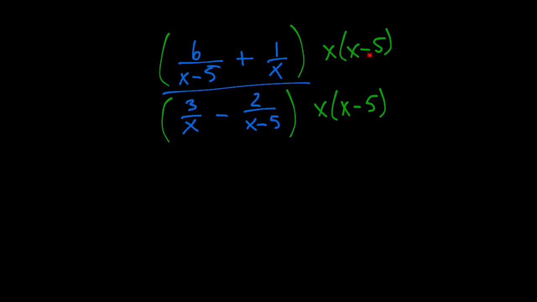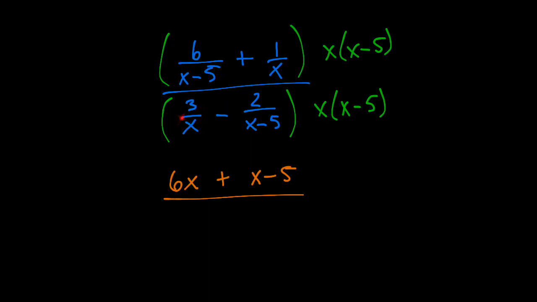Now when we take this and distribute it to 6 over x minus 5, the x minus 5 will cancel with x minus 5. And so we're left with 6 times x. So that piece right there would give us a 6 times x, so 6x. When we send it to the plus 1 over x, the x would cancel with the x, and so we would have 1 times x minus 5. So 1 times x minus 5 is x minus 5.